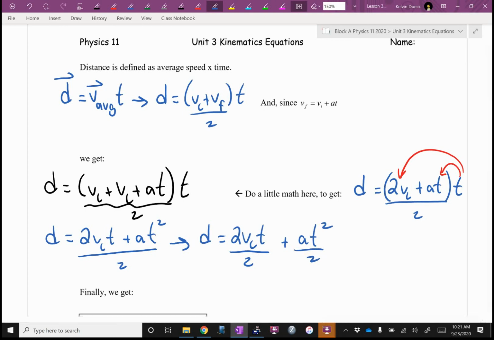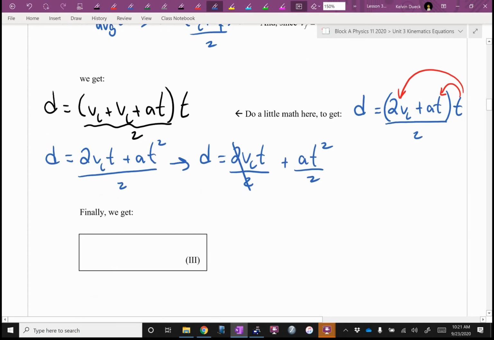Why would I do that? Because in the first fraction, is there a 2 on the top? Is there a 2 on the bottom? Well, hey, they cancel, just like we were doing for unit analysis. And you get this. D equals VIT plus, I could write AT squared over 2, but for some reason we write a half AT squared, because dividing by 2 is the same as multiplying by a half.